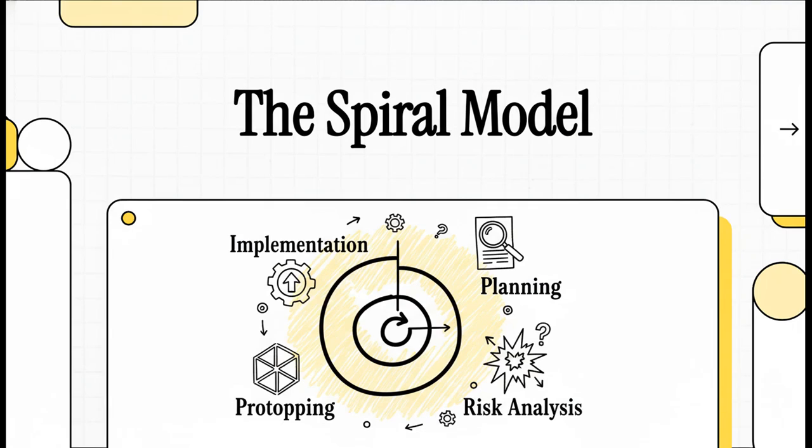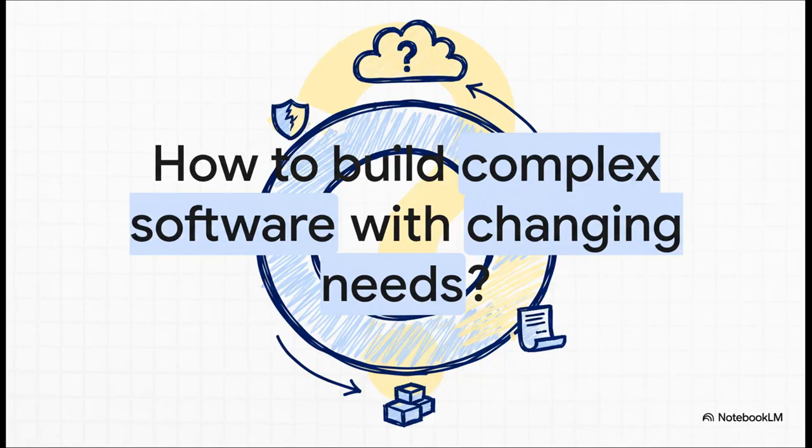All right, let's talk about a really cool way to build complex stuff, the spiral model. It's a special strategy for those huge, high-stakes projects where you absolutely can't afford to fail. So let's just start with a big question. How would you go about building something like a brand new operating system or software for a NASA mission?